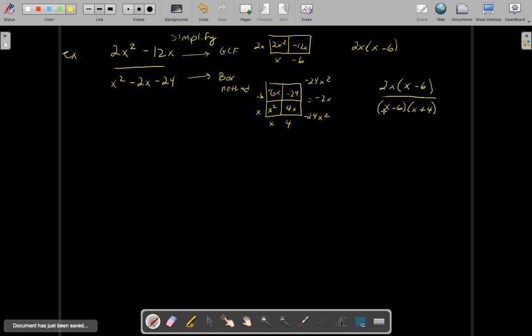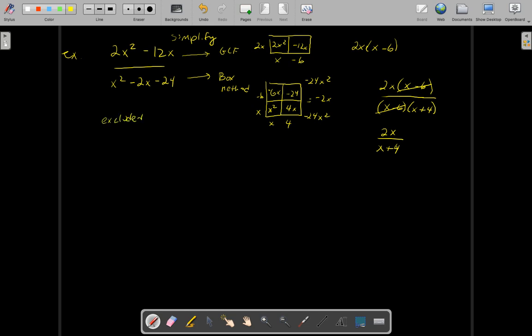So again, the rule is to reduce, you have to have identical expressions on top and bottom. So if you look at this one right here, boom, this is 1. So my final expression would be 2x over x plus 4. Unfortunately, I can't reduce this any farther because this is a non-identical expression to the bottom. So the idea is now, what are the excluded values?